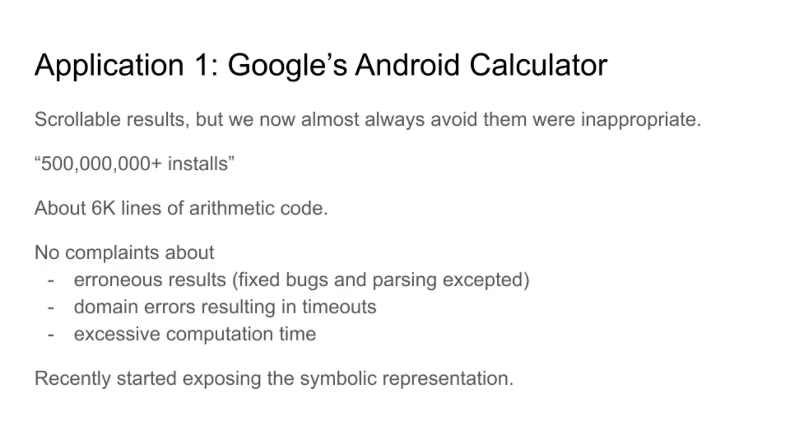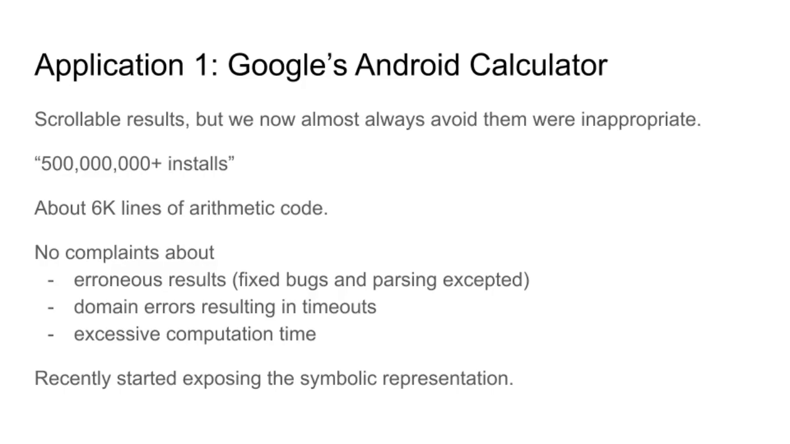The arithmetic implementation is actually quite compact. It's about 6,000 lines of code, including the recursive reals package, so it doesn't add much to the calculator size. We've not received any complaints about erroneous results, excepting concerns about the way we parse calculator expressions, and that's basically something that nobody can agree on. We've not received complaints about domain errors resulting in timeouts. That seems to not happen in general. We've also not received complaints about excessive computation time.